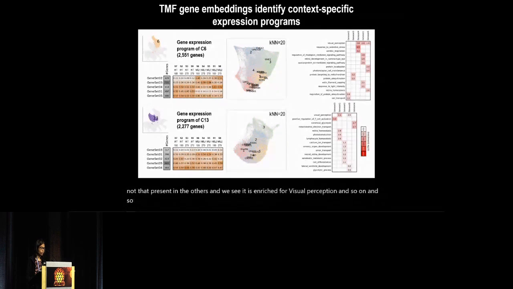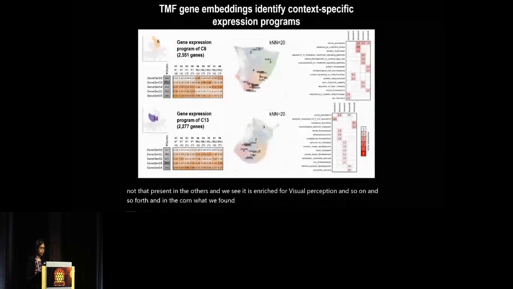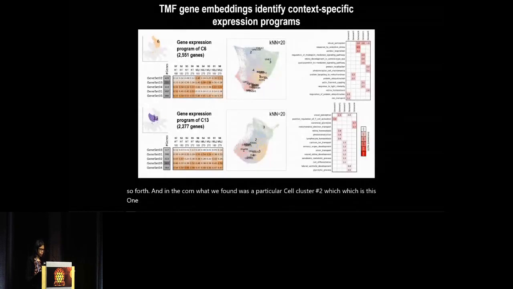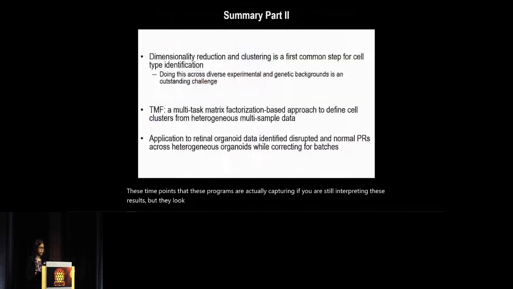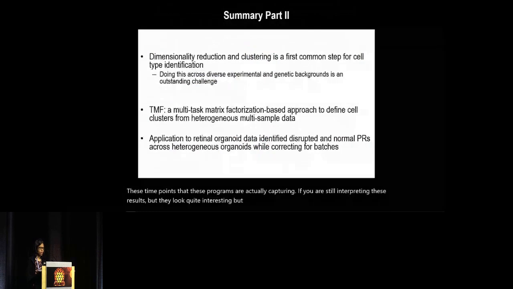And in the cone, what we found was a particular cell cluster, number 2, which is this one. It is more associated with the early, like 180, time point, and it is enriched for developmental processes. So there could be something about these time points that these programs are actually capturing. We're still interpreting these results, but they look quite interesting. But so that's where we are.